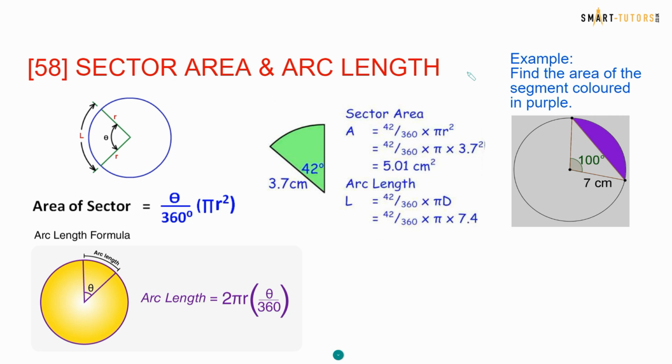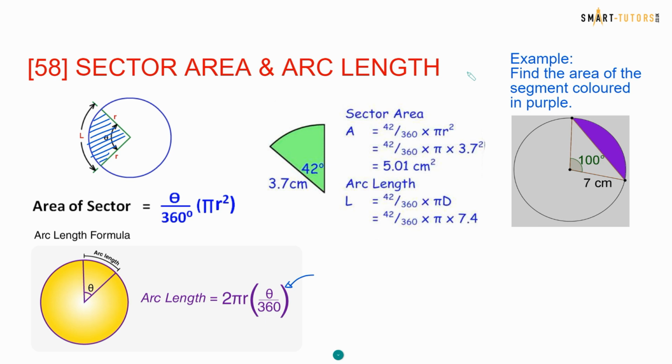58. Sector area and arc length. So sector area means, sector means the area subtended by 2 radii, right? So area of sector is theta is the embedded angle hanging between the 2 radii, and theta over 360 times pi r squared is the formula. Arc length is the same formula, theta over 360 times 2 pi r. So we are trying to get the fraction and times by 2 pi r for arc length and pi r squared for the sector area.